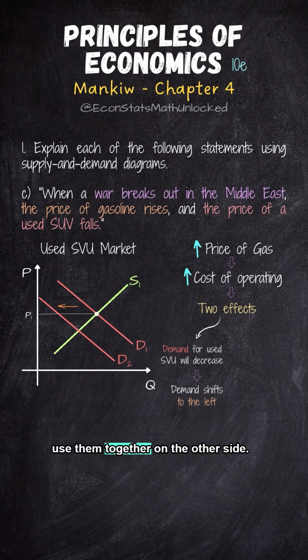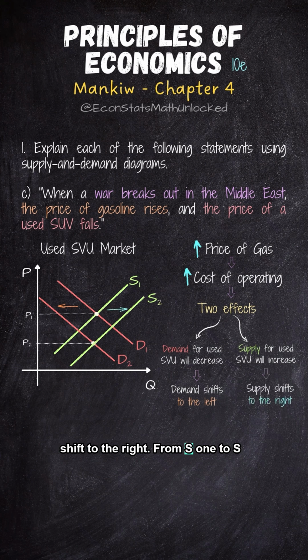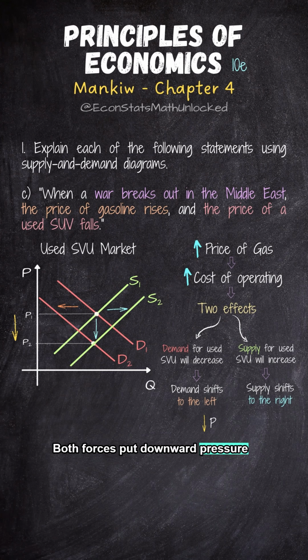You use them together. On the other side, many people who already own these expensive-to-run SUVs will try to sell them to avoid the high gas costs. This floods the market with used SUVs, causing the supply curve to shift to the right, from S1 to S2. We have both demand decreasing and supply increasing. Both forces put downward pressure on the price. The inevitable result is a sharp decline in the equilibrium price of used SUVs.